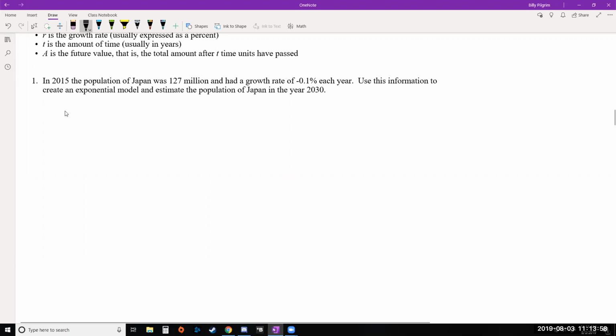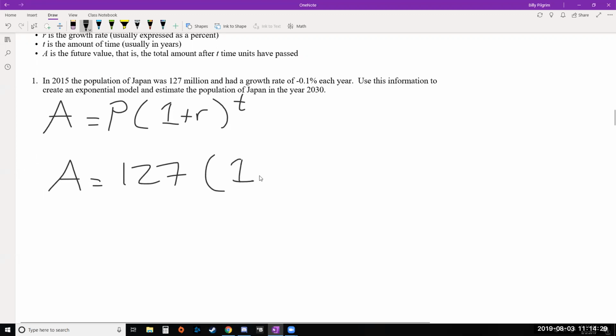So let's start with our general form of our equation again, which was A equals P times (1 plus r) to the t. So A is our future value, and it looks like that's what we're after in this problem, right? It says use this information to create a model and estimate the population in the year 2030. So what is the population in the future? That is an A value. So let's go ahead and leave A alone for now, because that's what we're going to be looking for. P is the initial population, which is 127 million.